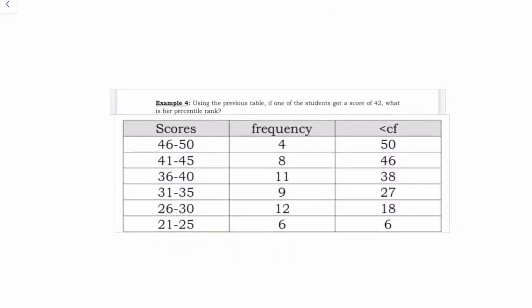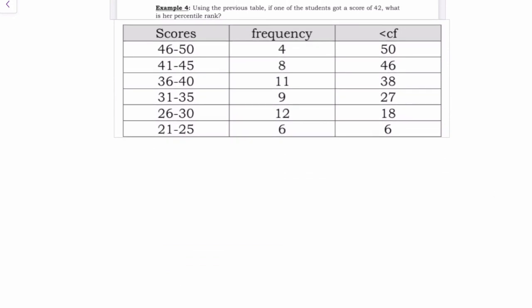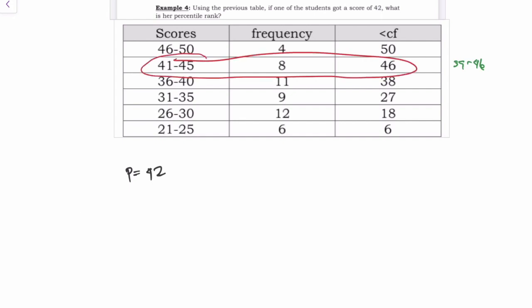Now let us have the second example. Using the previous table, if one of the students got a score of 42, what is her percentile rank? Now we are given the score 42, so P is equal to 42. Now we look at our table again. Where does 42 fall? The 42 falls in the score interval 41 to 45. It has a cumulative frequency interval of 39 to 46. So 42 falls in this interval. Well, let's highlight it.